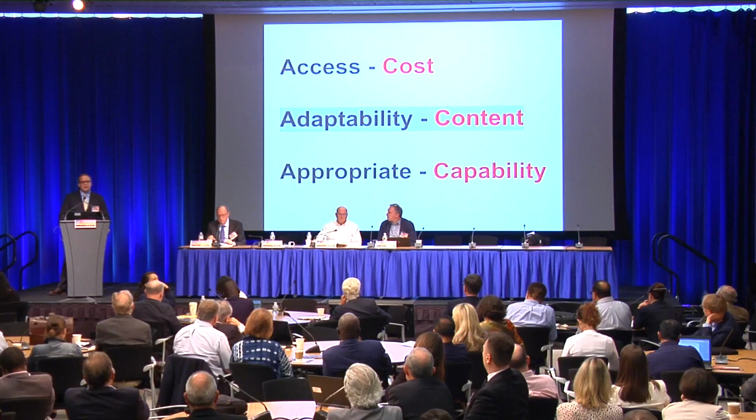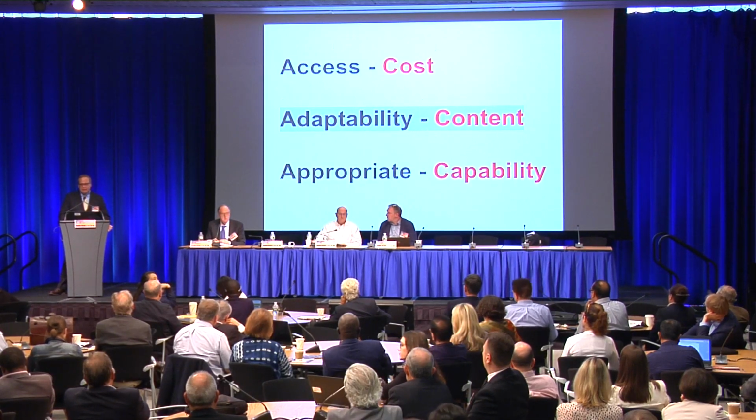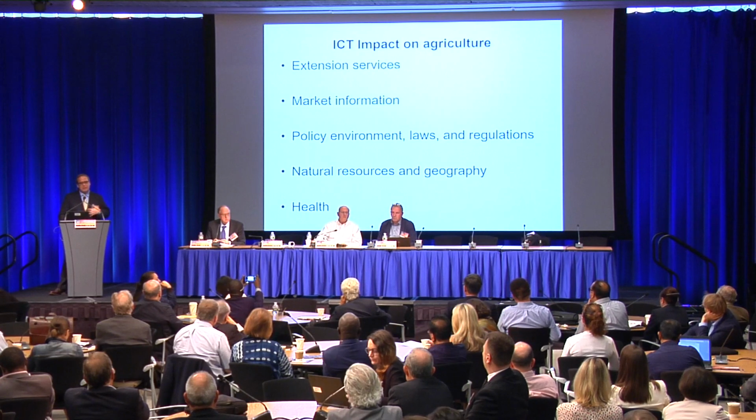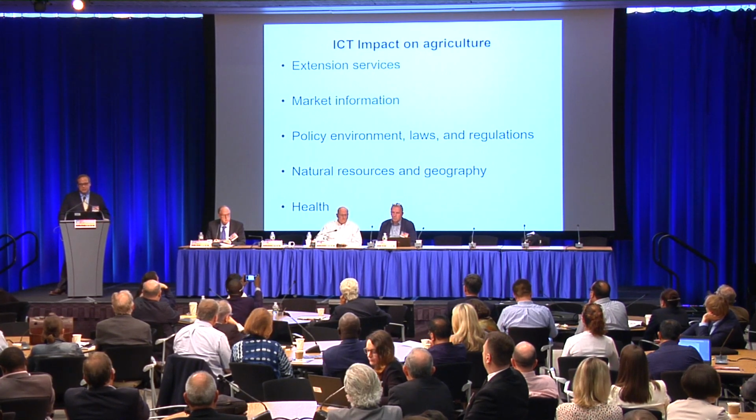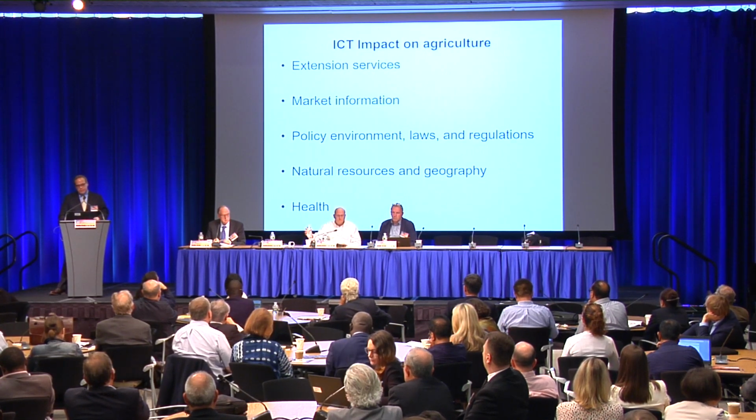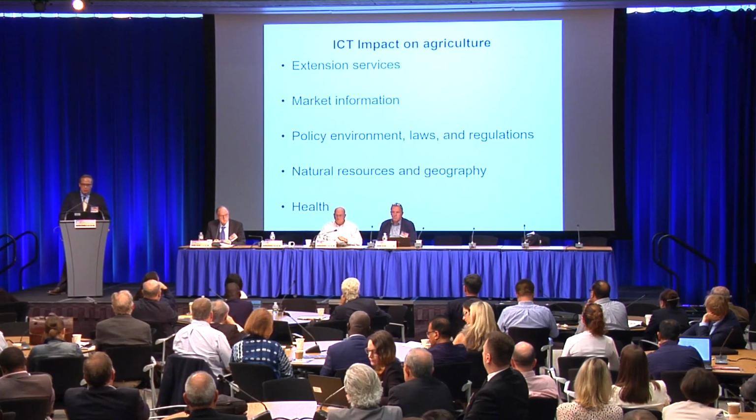So the second element is the content, which I call adaptability. In the case of phones or the internet, it is what we want. We want good content for the farmers. We don't want to provide them content which is not necessarily what they want and what they need. And that's typically the case. There are several things that people refer to as the benefits of ICTs: extension, market information, policy environment, natural resources, and health.